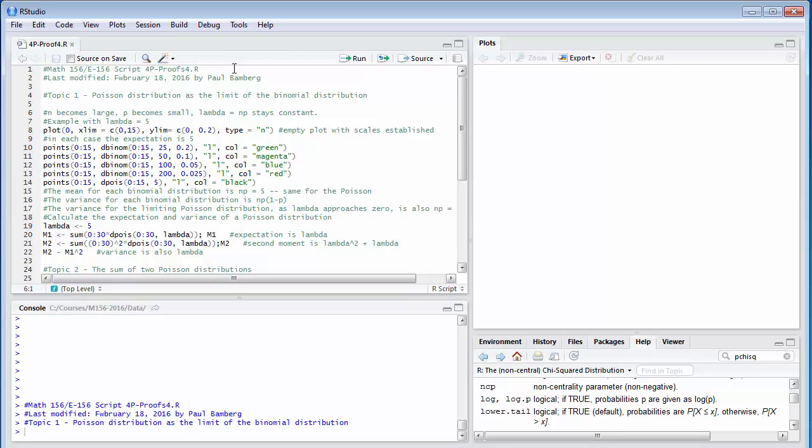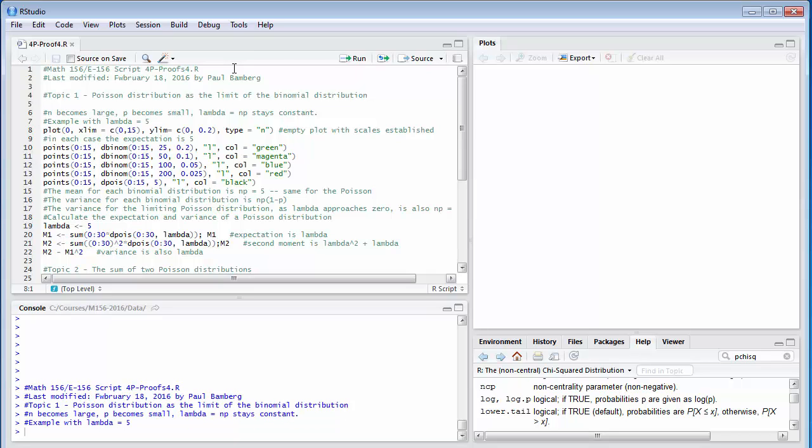And the first of these is that the limit of a binomial distribution is a Poisson distribution. That is, the way you make a Poisson distribution is you start with a binomial distribution, make the number of trials n larger and larger, the probability p of success being smaller and smaller in such a way that their product, which we call lambda, stays constant. So let's pick lambda equals 5 and try this out.